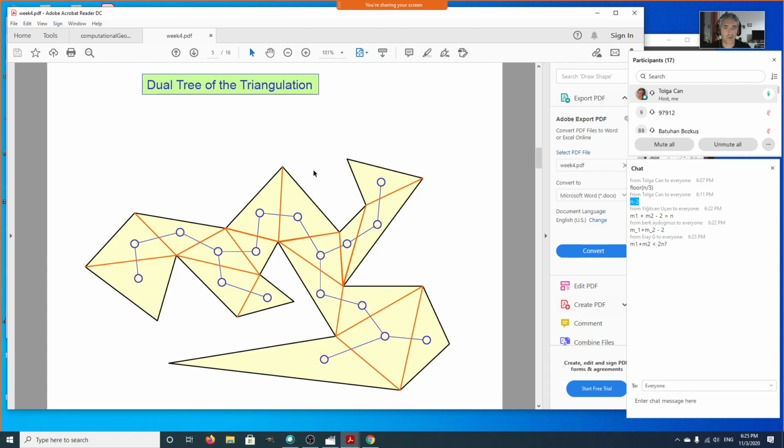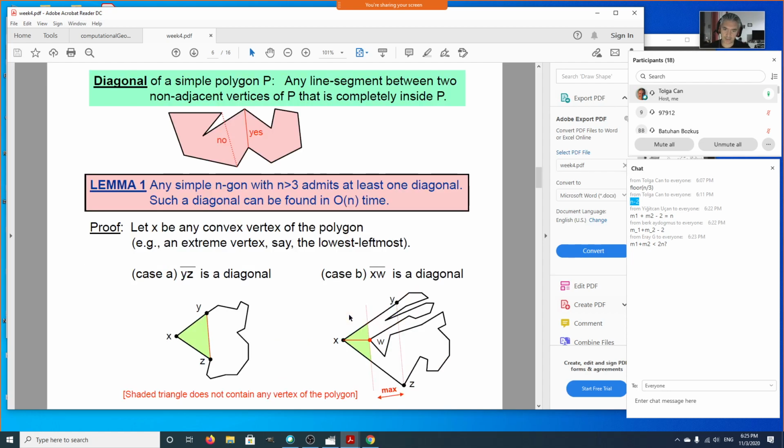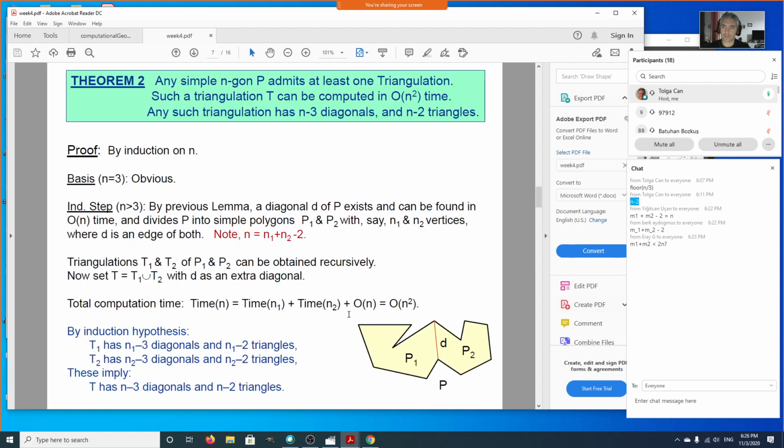But if it was not a simple polygon, for example, if you have a polygon with a hole in it, the dual graph may contain a cycle, which means that it will not be a tree. But in our case, for simple polygons, the dual graph of this triangulation will always be a tree, hence it's called the dual tree. Now, this one is the proof for n-2 triangles for any polygon. Any simple n-gon admits at least one triangulation.